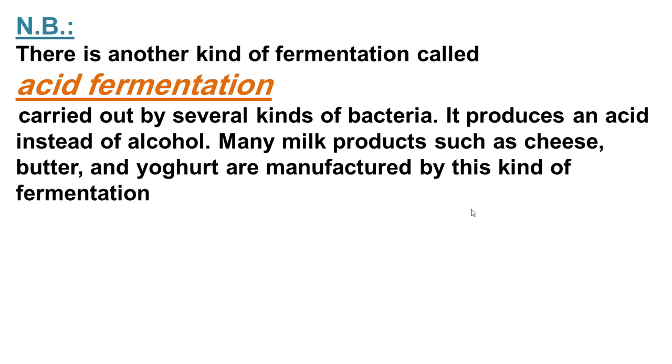We have two types of fermentation that we explained in the last lesson: acidic fermentation and alcoholic fermentation. Yeast represents alcoholic fermentation and produces ethanol or ethyl alcohol and carbon dioxide. Number two, acidic fermentation, is present inside your body in muscles or in bacteria that use pyruvic acid to produce lactic acid. It is carried out by several kinds of bacteria, producing an acid instead of alcohol. Many milk products such as cheese, butter, and yogurt are manufactured by this kind of fermentation.